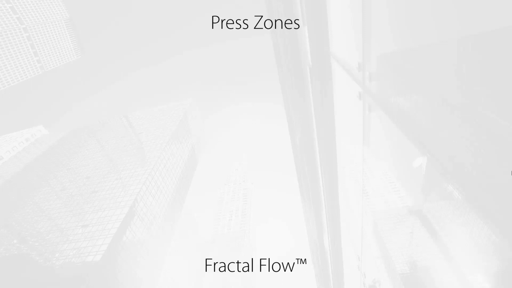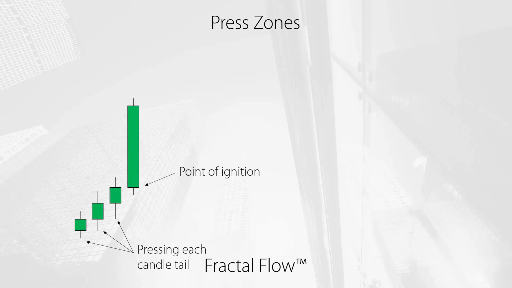There are two guidelines that you must observe in a press zone. The first one is the occurrence of subsequent higher lows in the case of a press zone upwards, or the occurrence of lower highs in the case of a press zone downwards. The second guideline is the occurrence of an increase in volatility after the press zone. The precise moment that we see the volatility expanding is called the point of ignition for obvious reasons.